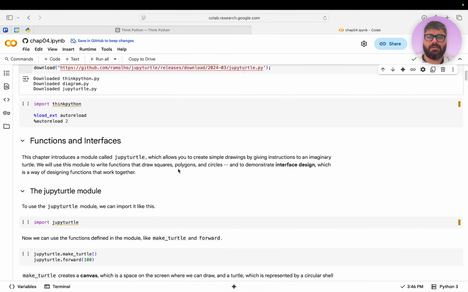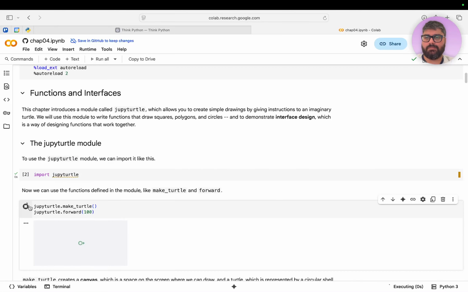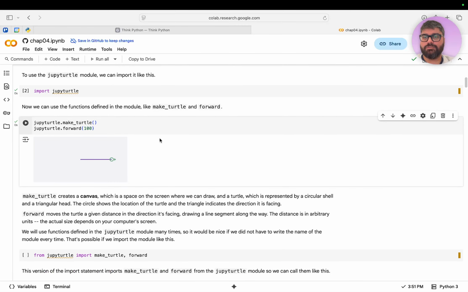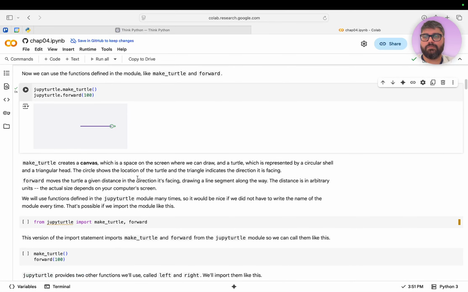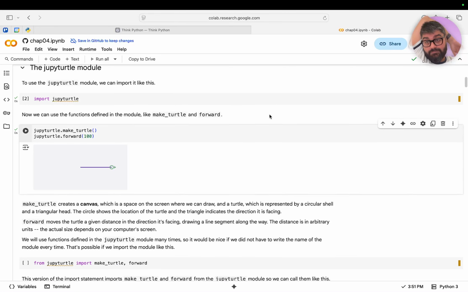I'm not sure what this is about. Okay. Make turtle creates a canvas. Okay. So we import it. Now we can use the functions defined in the module, like make turtle and forward.